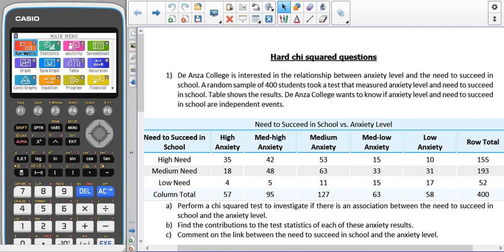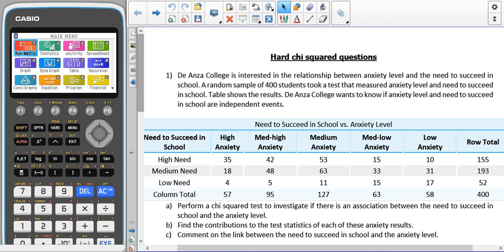So I recently set these questions, which are quite hard chi-squared questions. The actual chi-squared hypothesis tests aren't that difficult. However, it does ask us to go into talking about the contributions, which can be quite difficult.